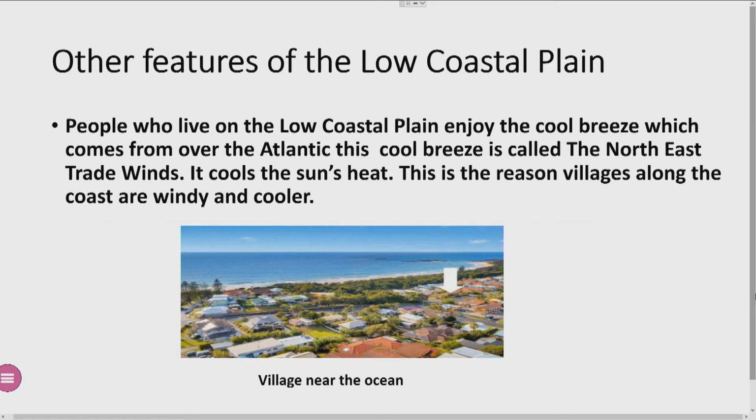Now, because the coast is land near to the ocean, the people who live on the coastline enjoy the breeze from the Atlantic Ocean. And the name of the wind that we enjoy is called the northeast trade winds. It cools the sun's heat. This is the reason villages along the coast are windy and cooler. There we have a picture showing a village near the ocean.